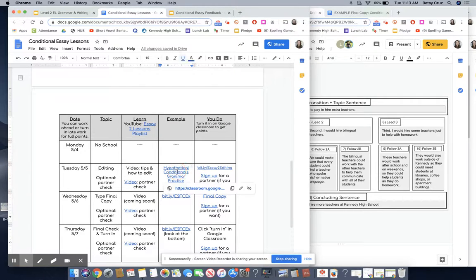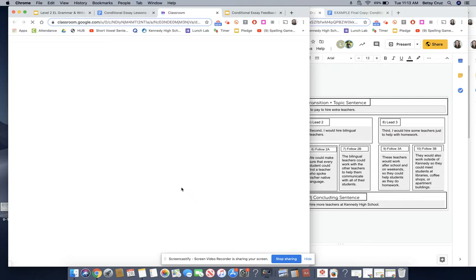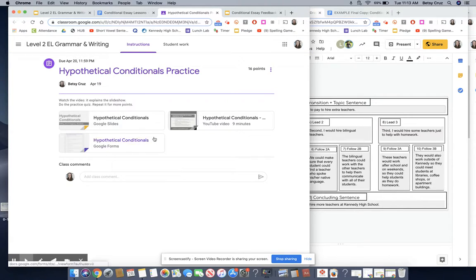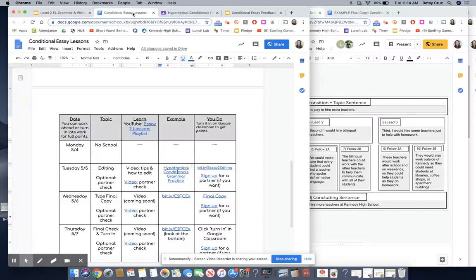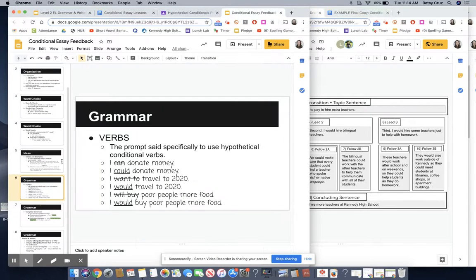If you don't really remember how to do that, no problem. You can click back here, and there's the lesson on grammar for hypothetical conditionals. There's a slideshow that you can do some practice. There's a video of me talking about it, and there's also a Google practice form where you can try it out, and you can repeat that form as many times as you want until you get the grammar correct. Okay, so that is one problem, verbs.